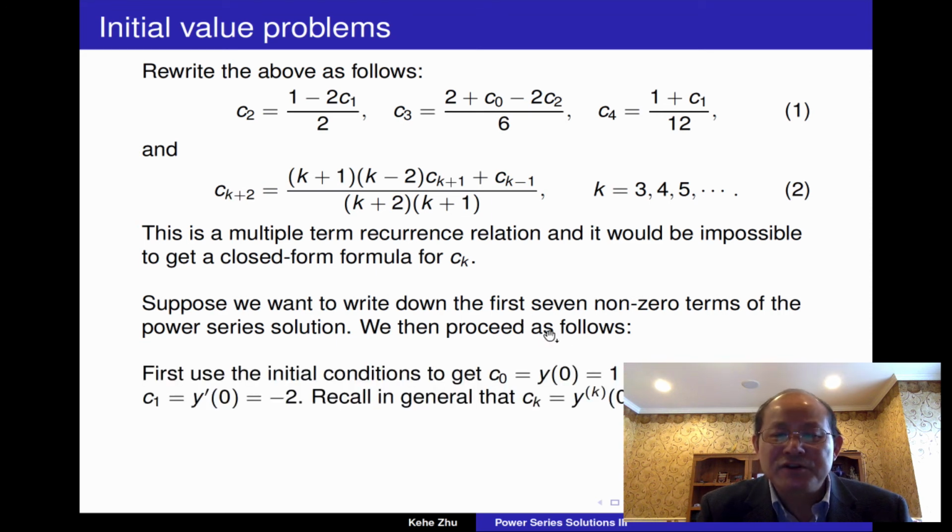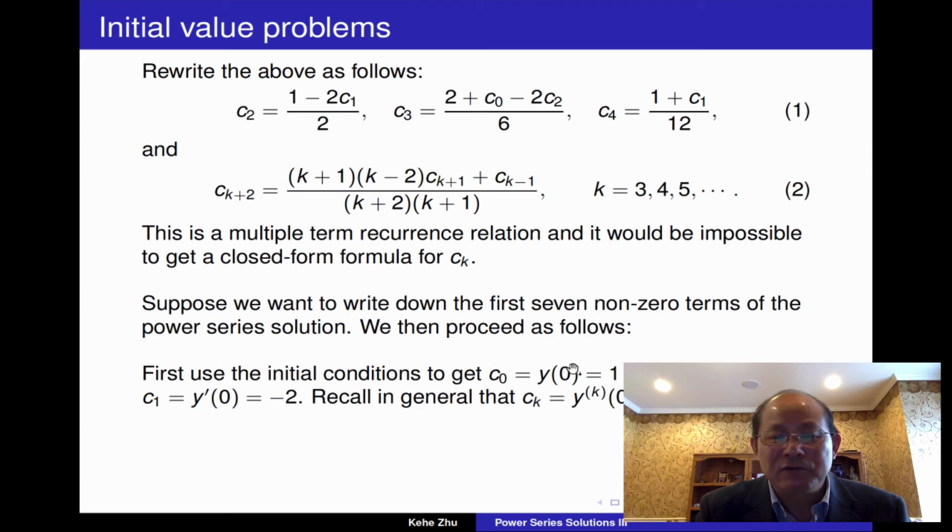So remember, the initial conditions earlier were y(0) equal to 1, and that tells me that c0 will be 1, because c0 is equal to y at 0, and it's given the value 1, so I get c0 equal to 1. And c1 is going to be y prime at 0. And remember, y prime at 0, that's the second initial condition, it was 2. So c1 will be negative 2.